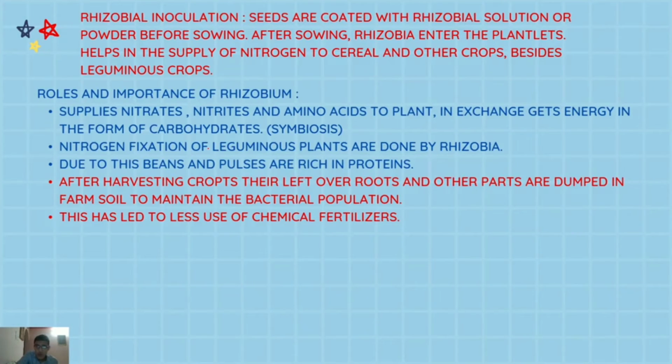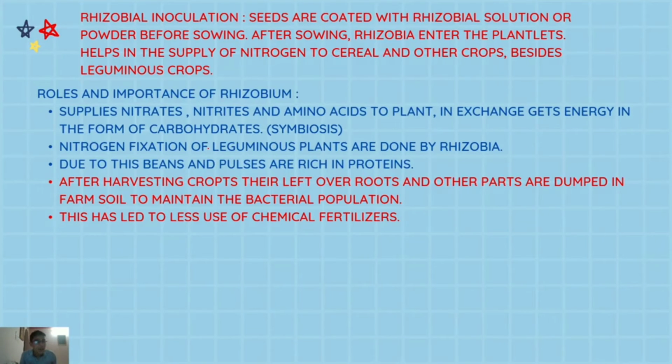For the good growth, plants require some nitrate molecules. They require some nitrites, and amino acids are also necessary for the good growth of a plant. And all these important compounds, nitrates, nitrites and amino acids, are provided to the plant by this bacteria, which is called rhizobium. Now, definitely it is working.